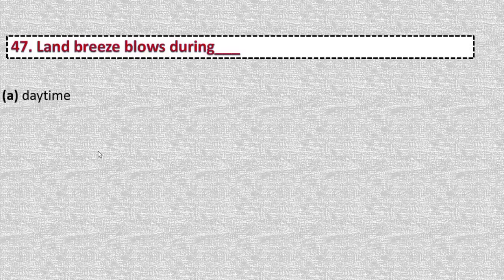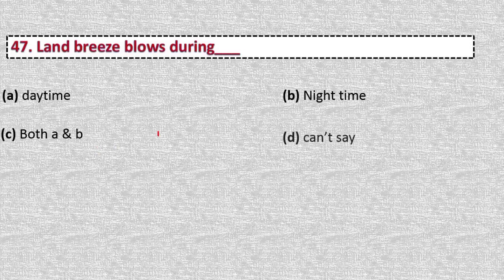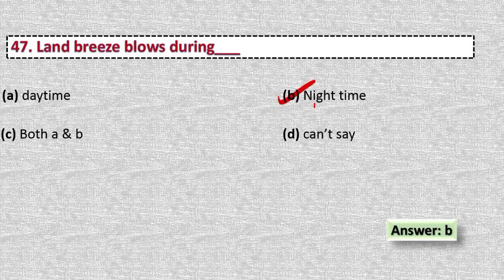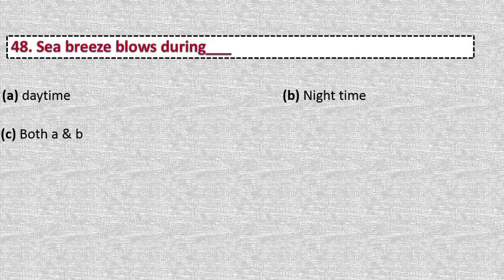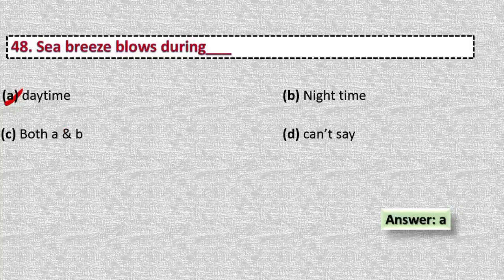Land breeze blows during dash. We know that land breeze blows during night time. Already we discussed about this in the previous question. Night time is when land breeze happens. Option B is the correct answer. Sea breeze blows during daytime. Already we discussed, during daytime land gets heated very fast and cool air from the sea moves towards the land. Therefore it is called sea breeze.